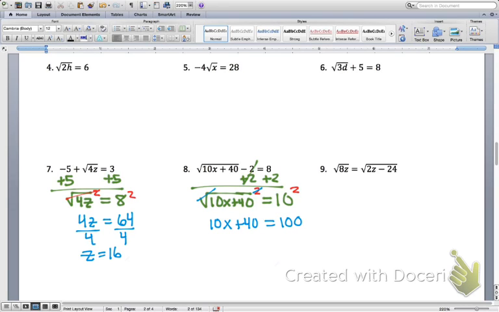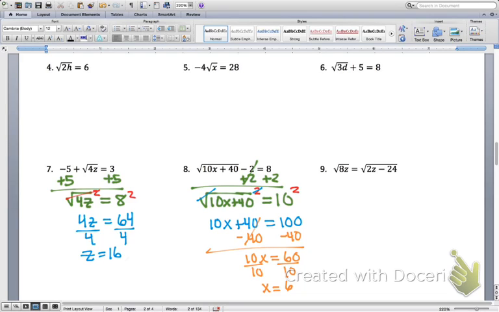Now I'm going to go ahead and solve for x. This is now a 2-step equation. Subtract 40 on both sides, and it gives me 60 on the right. Now I can just divide by 10 and wrap it up. So x equals 6.